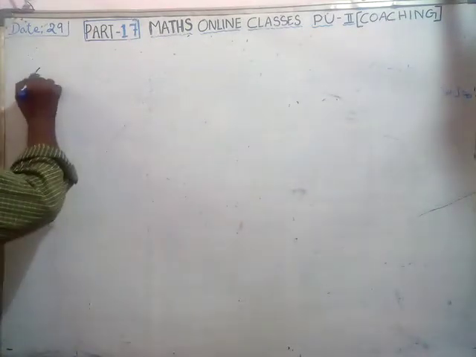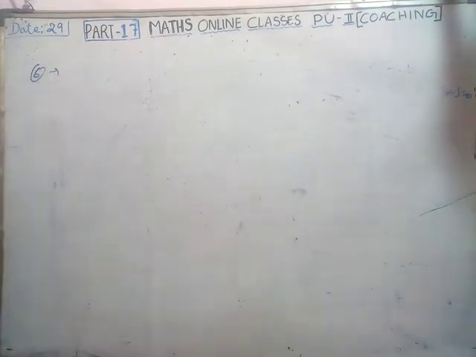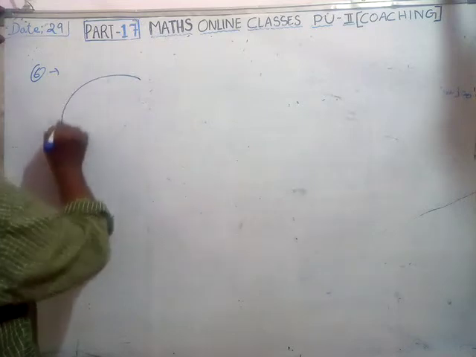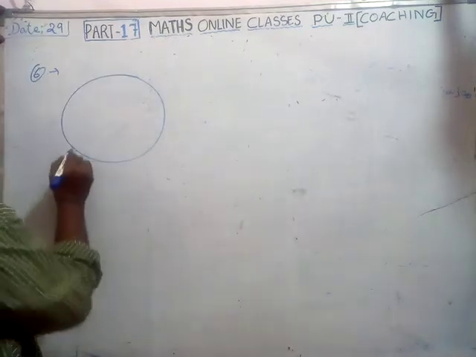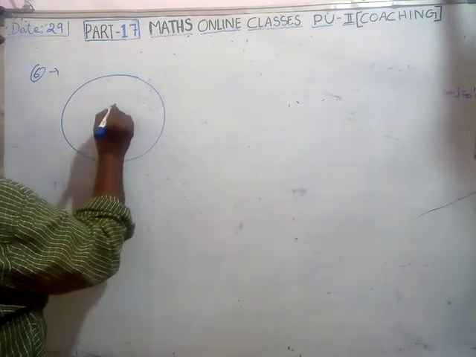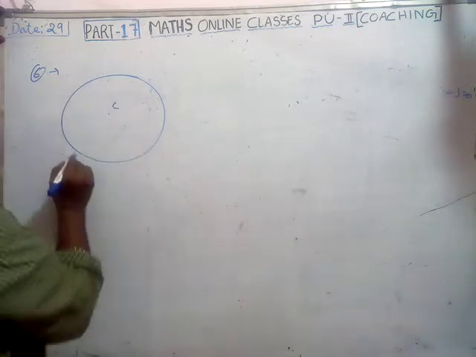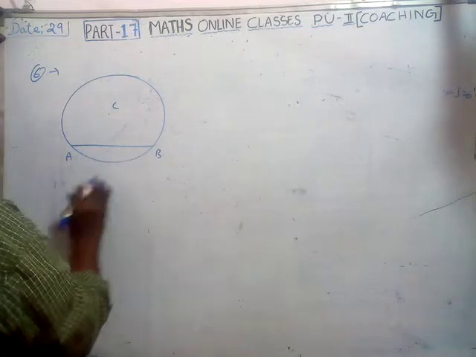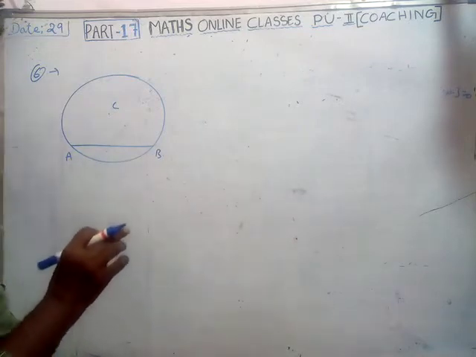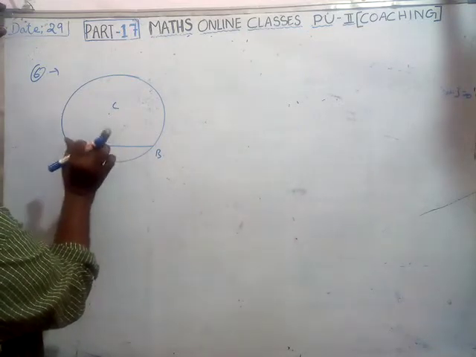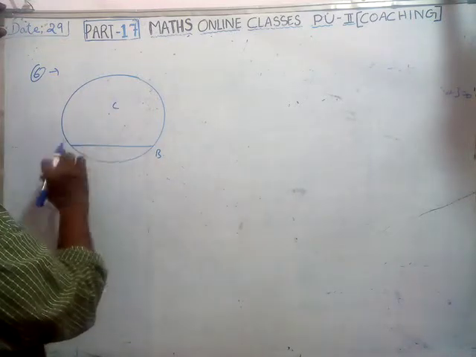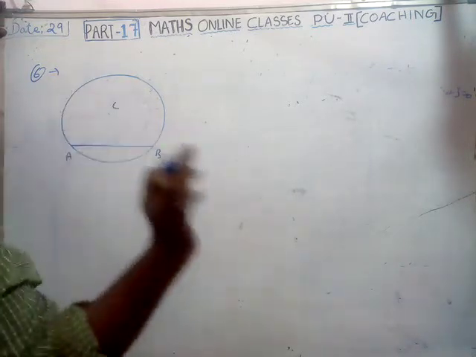Okay, now the sixth one. Observe me. It is a circle. The center C is there. Observe, it is a chord AB. Chord means it is a portion of a line that is cut by the circle, and those extremities should lie on the circle. That is the chord.